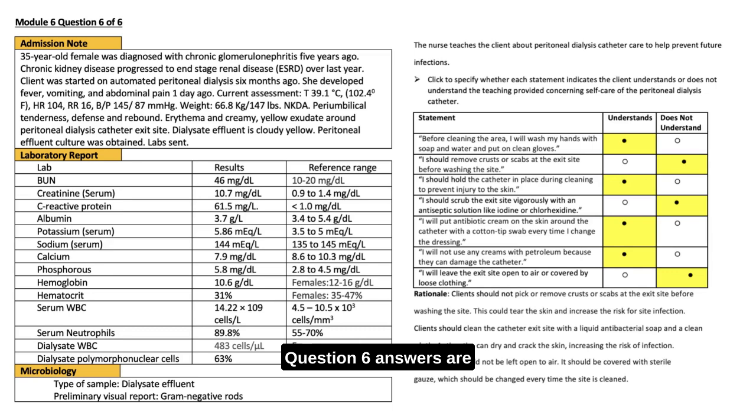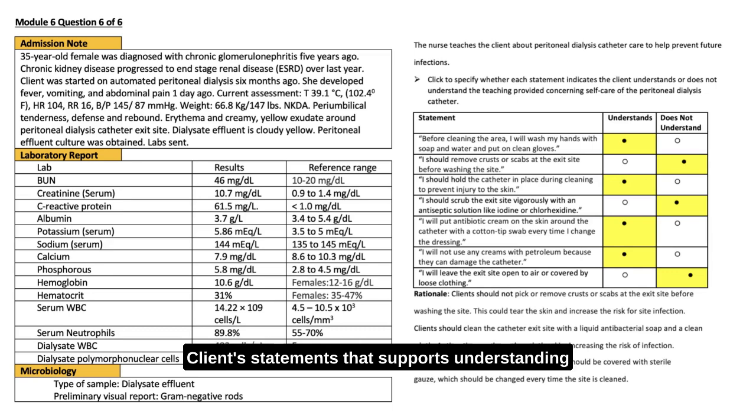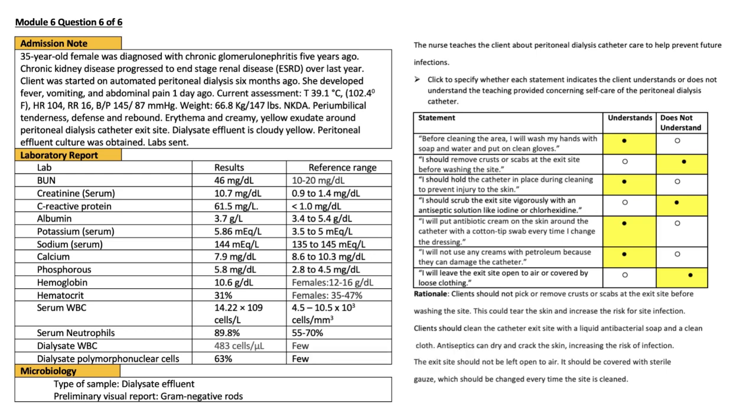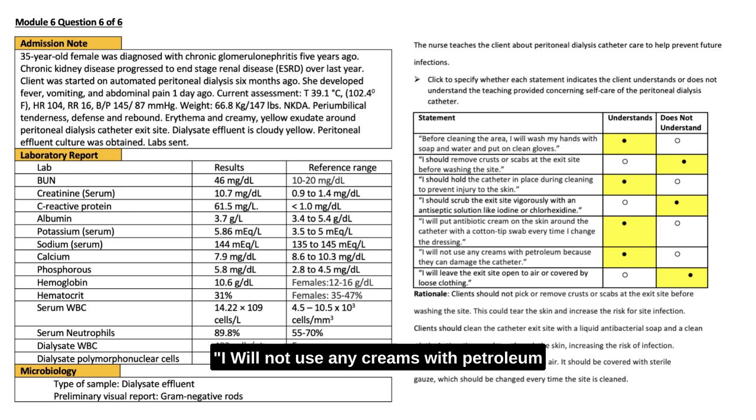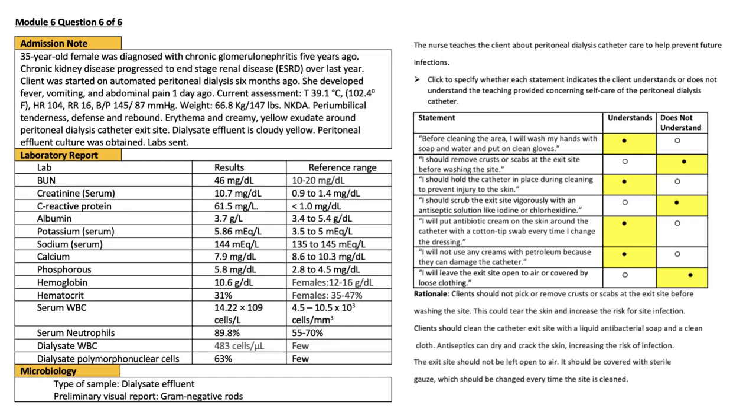Question 6 answers are: client statements that support understanding include: before cleaning the area, I will wash my hands with soap and water and put on clean gloves. I should hold the catheter in place during cleaning to prevent injury to the skin. I will put antibiotic cream on the skin around the catheter with a cotton tip swab every time I change the dressing. I will not use any creams with petroleum because they can damage the catheter.